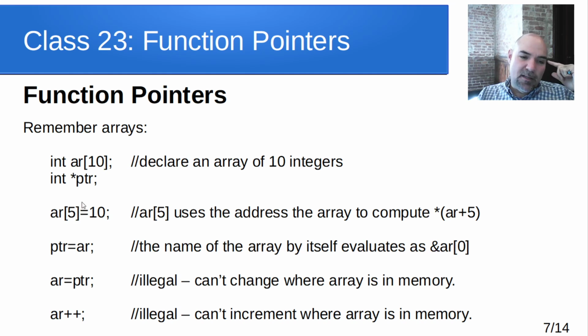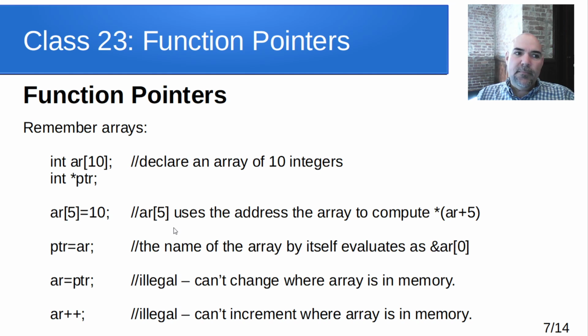And then down here, when we index that array, like here AR[5], that's using the address of that array in memory and then moving 5 places past the beginning of that and then getting what's in memory at that place. So in other words, the thing pointed to by AR plus 5 is the same as what happens when we use AR[5].